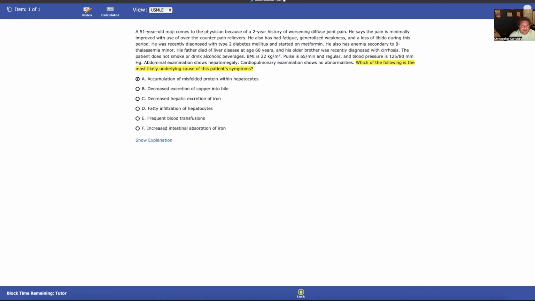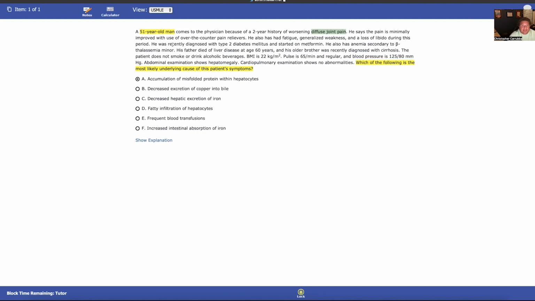So as I hop in over here, we see that he's a 51-year-old man that's coming in due to history of joint pain. Right off the bat, that is probably pushing me towards one thing. If you want, maybe you're thinking about the same thing there, but we'll keep moving on. The pain is minimally improved with over-the-counter pain relievers. We also see that he has fatigue, generalized weakness, and a loss of libido during this period. Again, with each of these sentences, I'm trying to think about what answer it is pushing me towards, and are there any answers that it's pushing me away from?